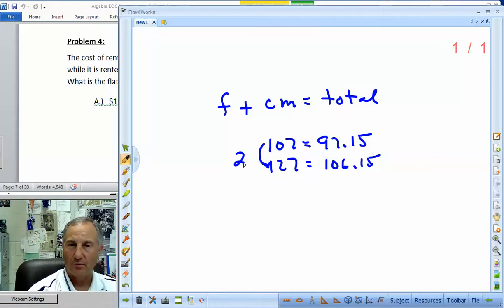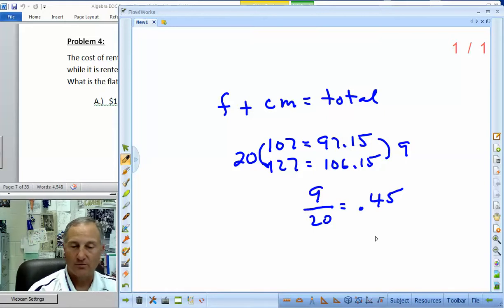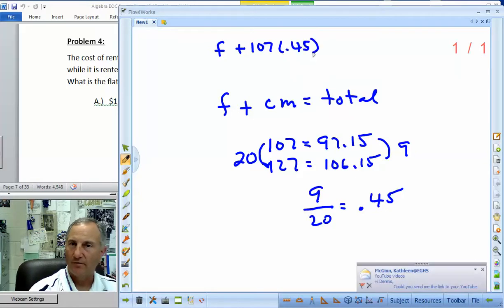So what I notice here is I went up 20 miles. And that extra 20 miles cost me $9. So if I took the $9 and divided it by the 20 miles, I get a cost of 45 cents per mile was the charge for the mileage here. So if I come back up here and I say, okay, I had a flat fee that I'm looking for. I went 107 miles, and I'll just take the first example. And they're charging me 45 cents per mile. My total charge was $97.15.